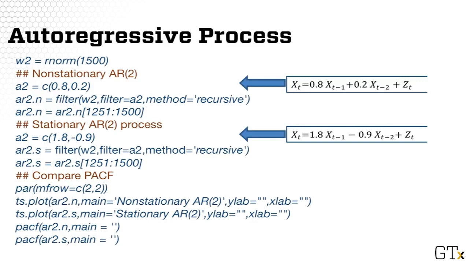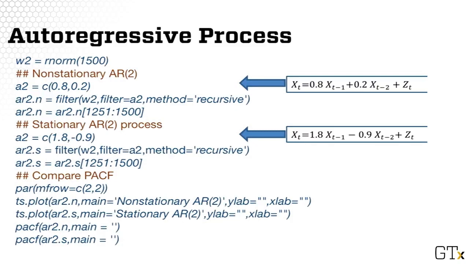This is an example of AR processes. For this example, I simulated AR processes with order 2. The coefficients of the first process are 0.8 and 0.2, whereas for the second process, the coefficients are 1.8 and minus 0.9. The simulated error processes are in the boxes in the right. The error polynomials of the simulated AR2 processes are quadratic polynomials.